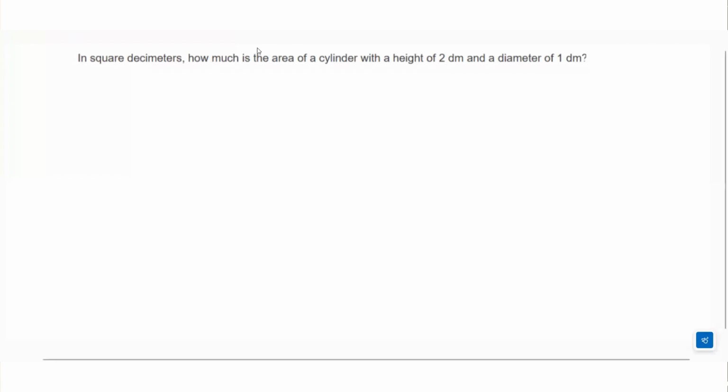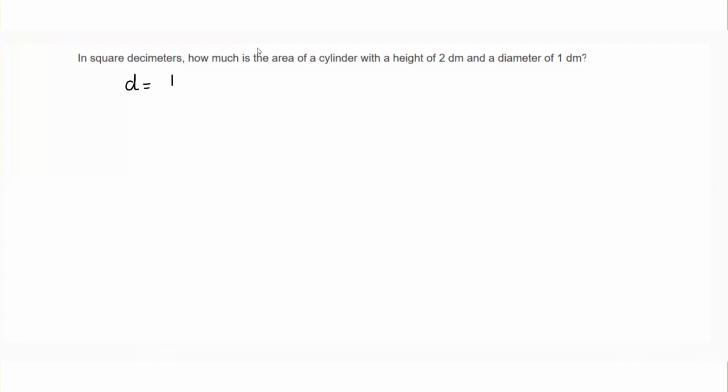Now in this question, it's written in square decimeters, how much is the area of a cylinder. So still they haven't defined whether we have to find the curved surface area or the total surface area. So if it is written area, that already means we have to calculate the total surface area. So height is given, diameter is given. When diameter is given, we have to find the radius. So we'll write here r equals 1 over 2, because 1 is the diameter. So radius will be half of it, which equals 0.5.